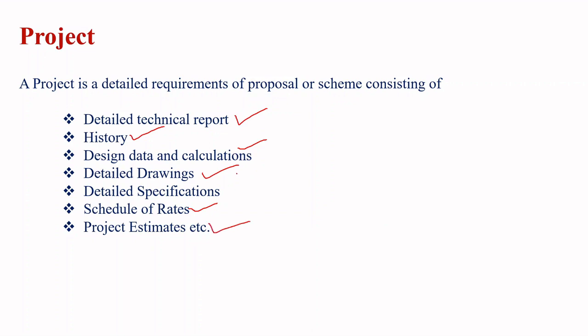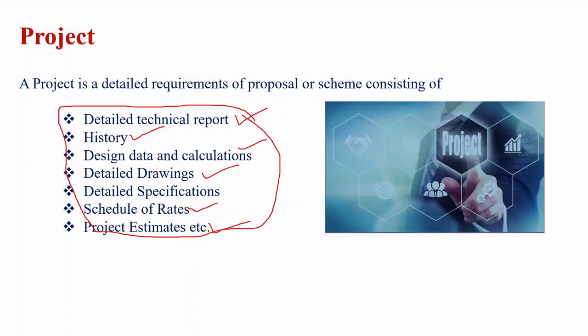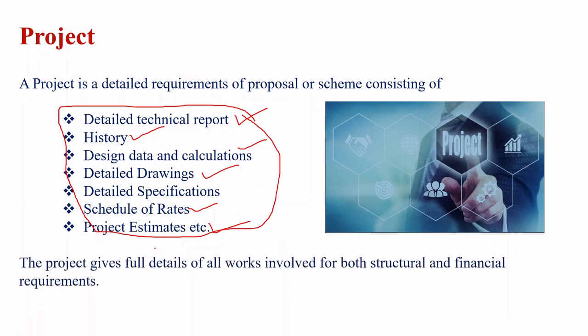So project estimate, this is fully a detailed bunch of the report, which consists of detailed technical report, history, design data and calculation, detailed drawing, detailed specification, schedule of rate. Project estimate is called as what? Project. The project gives full details of all the works involved for both structural and financial requirement. Okay, for structural it should be safe. Okay, this is the first criteria, and for financial it should be affordable, or it should be economical. Okay, it should be structurally safe, and financially it should be affordable. Like that, your whole project must be there.